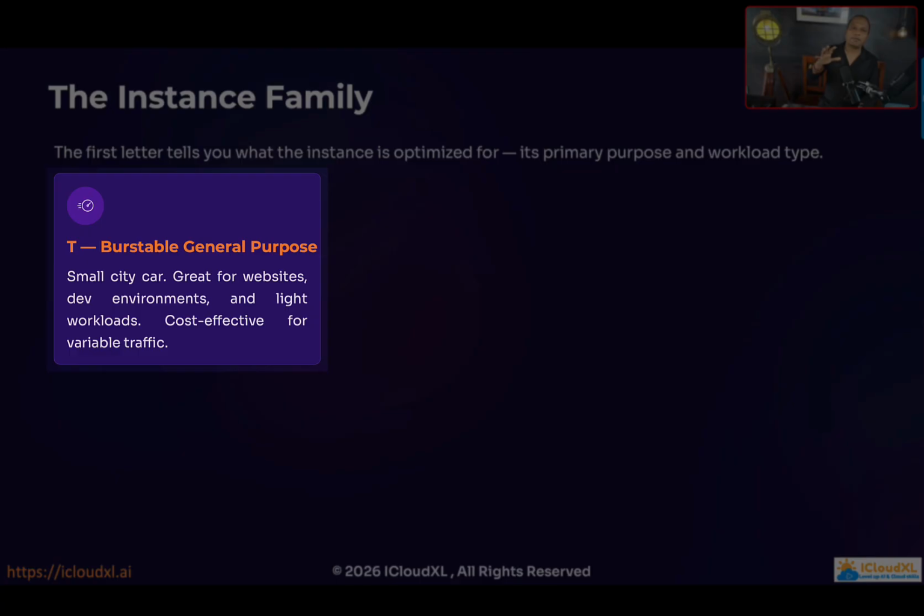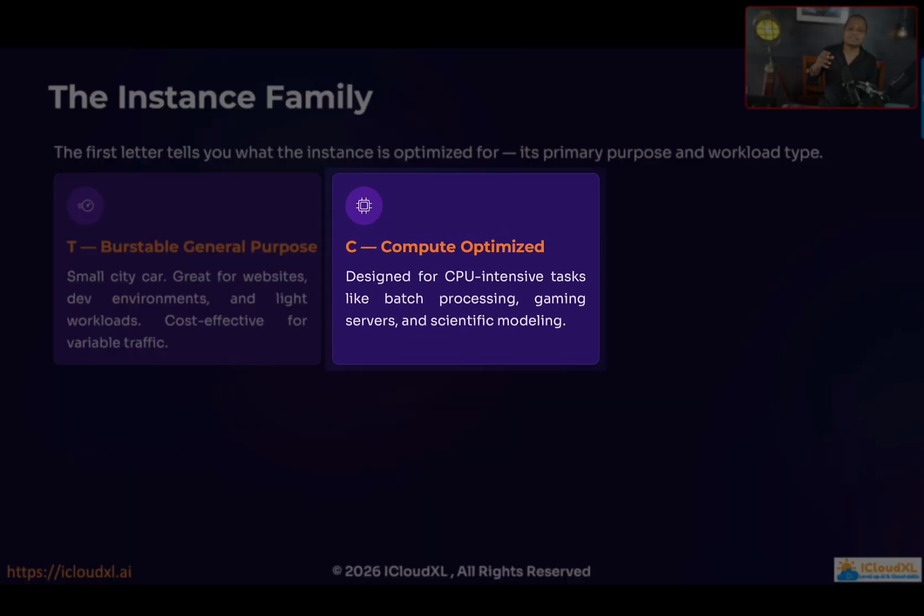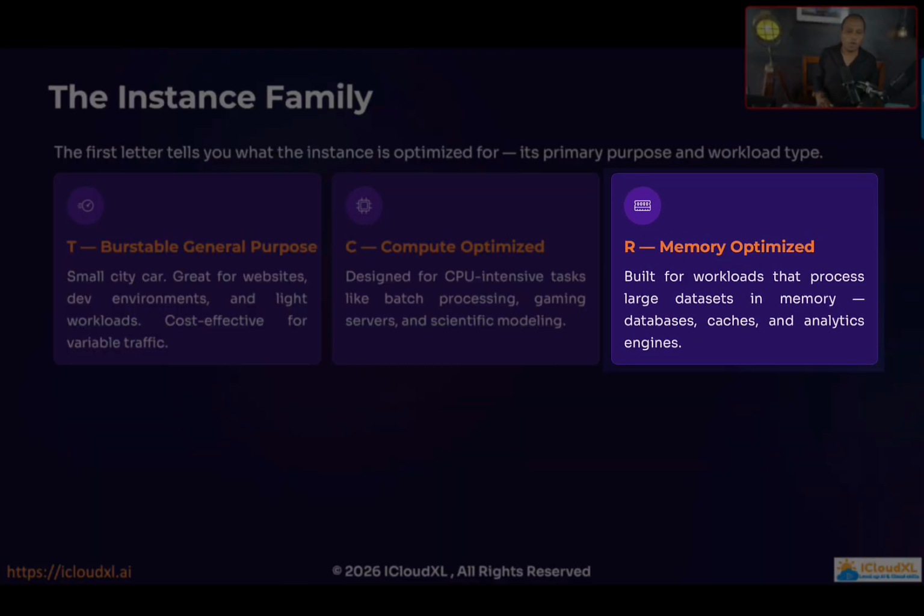Let's talk about the family first. What are the families you will see in the EC2 instance types? T is the burstable general purpose EC2 instance, like a small city car, great for websites, development environments, staging environments, and light workloads. You go for burstable general purpose EC2 instances such as T2 micro and T3 micro, and I'll show you the list. Then you have C, compute optimized. This is designed for compute-intensive tasks like batch processing, gaming servers, and scientific modeling. Then the third family type is R, memory optimized instances. If you want to run a database, you go for the R type of EC2 instance.